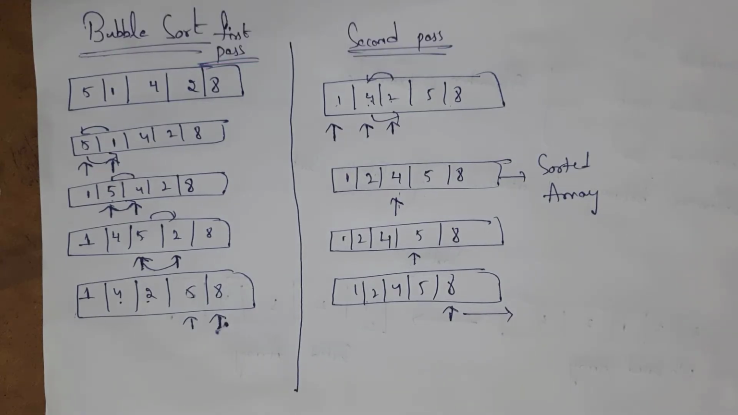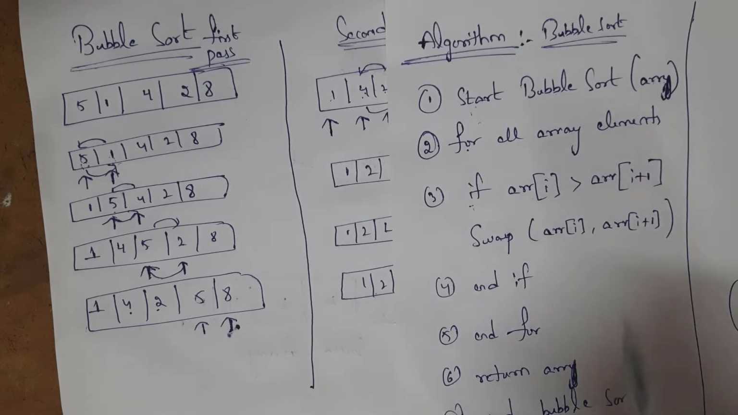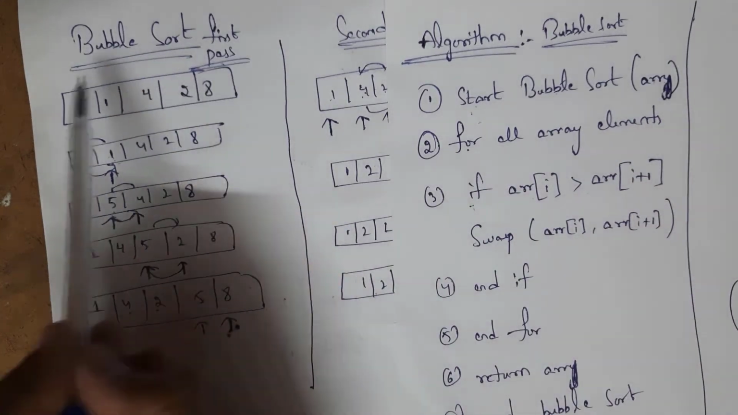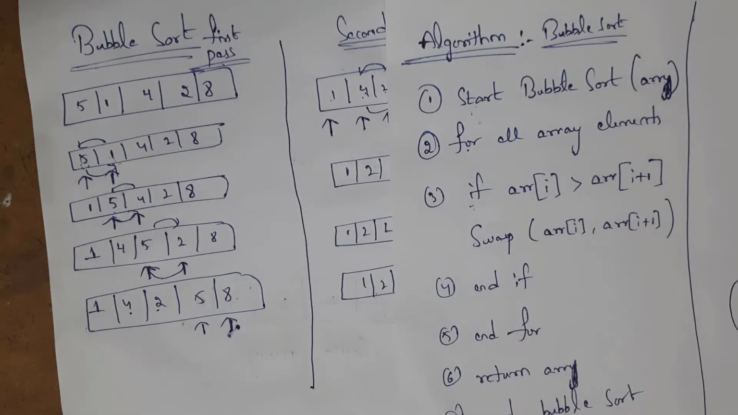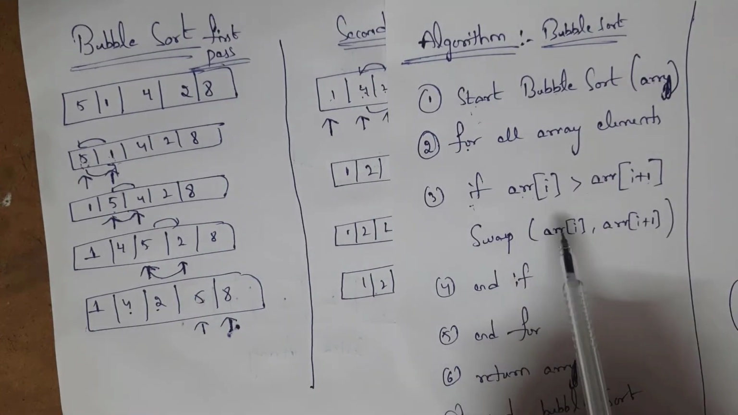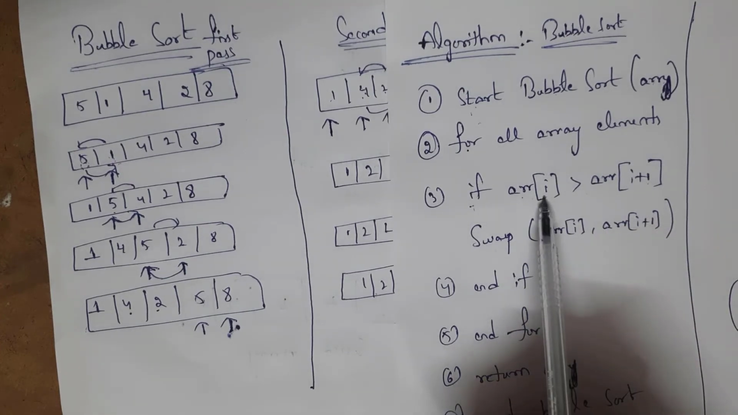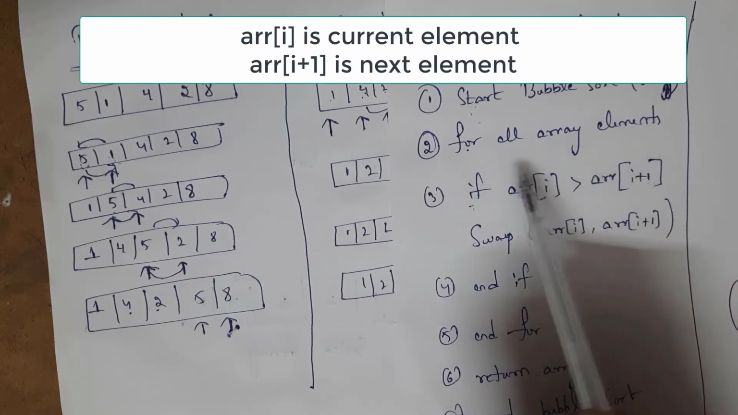I will explain the algorithm of bubble sort. This is an algorithm for bubble sort. Step 1 is start bubble sort of array because we are performing bubble sort on an array of elements. Next step is if array[i] is greater than array[i+1], swap array[i], array[i+1]. That means if the first element is greater than the next element, then we need to swap these both elements. This is the meaning of this step.